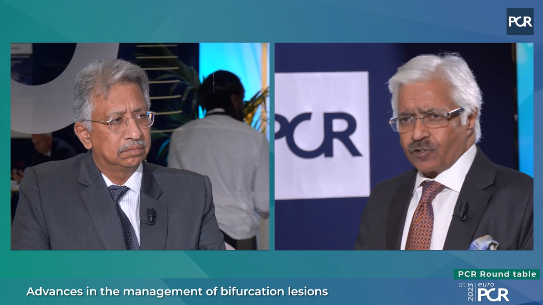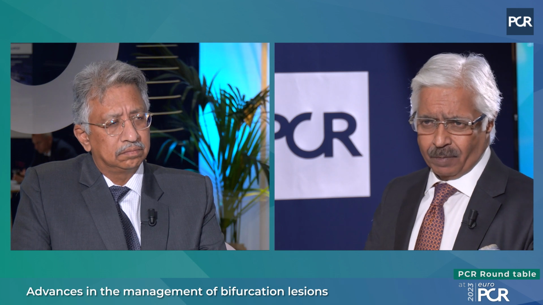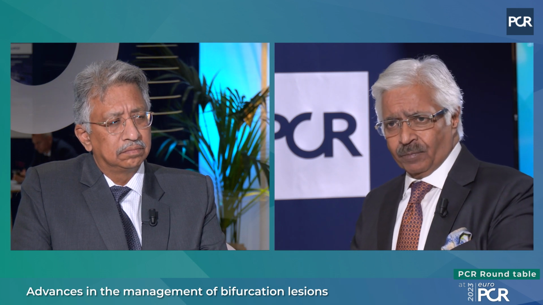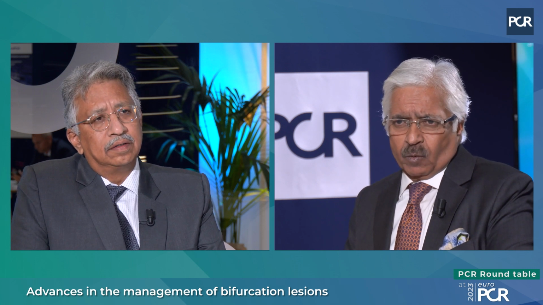What is your choice of strategy for a non-left main bifurcation? Say an LAD, diagonal, large diagonal bifurcation. How would you approach that? And even for left main, say, it's a Medina 111.